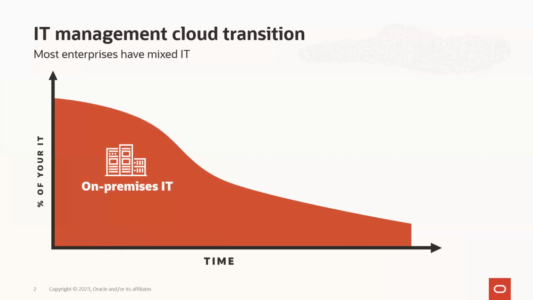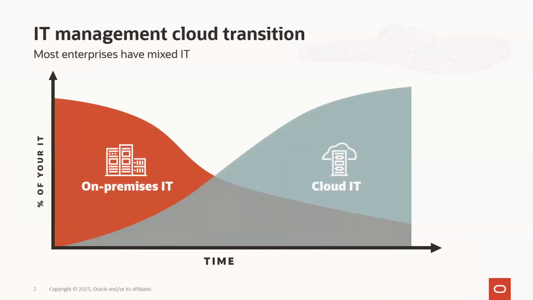IT management transition to cloud is underway. Most enterprises currently have mixed or hybrid IT, with some applications running in the cloud and others still on premises in traditional data centers. Over time, more and more IT assets will move to the cloud, but most enterprises will continue to be in this state of mixed IT for a very long time.